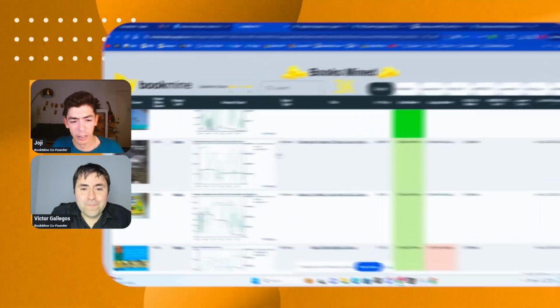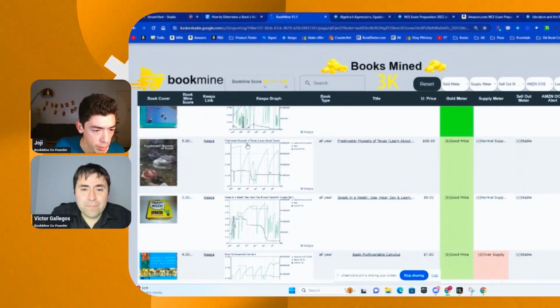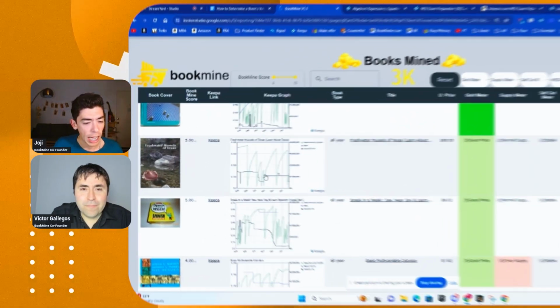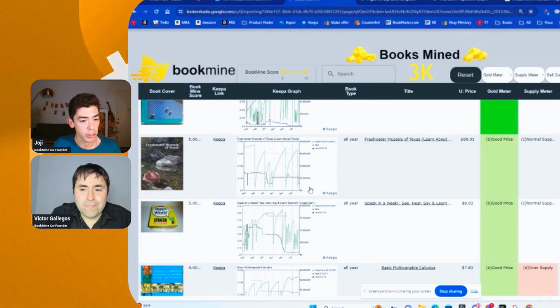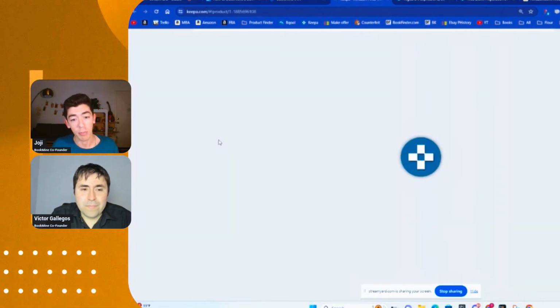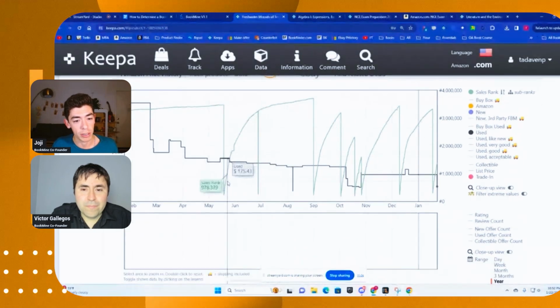Yep. So just really quick, this looks like a pretty interesting book, Freshwater Mussels of Texas, super niche book there. I can just tell from the Keepa graph right here, Victor, it looks like this book could potentially sell, it looks like maybe $120 one time, they're over 100 and then maybe in the 60s there and then maybe another time at 100. And it just dropped down to 68 bucks, right? That's a good price relative to the last 6 months, but we also want to make sure that it's been selling for that in the past.